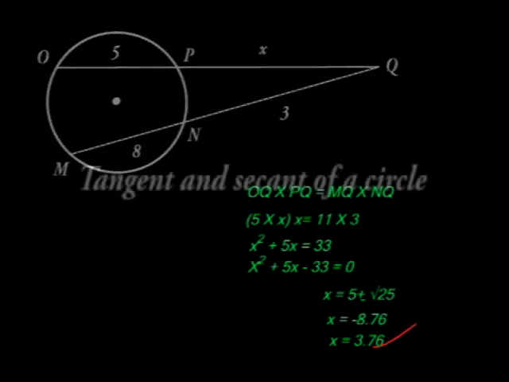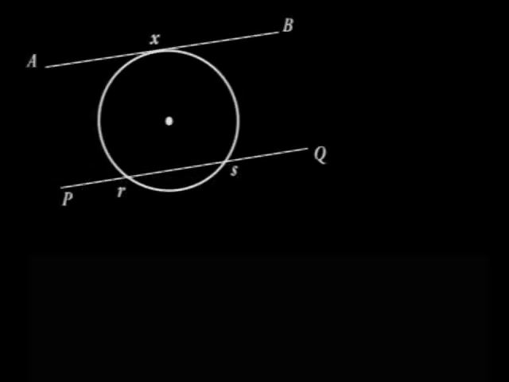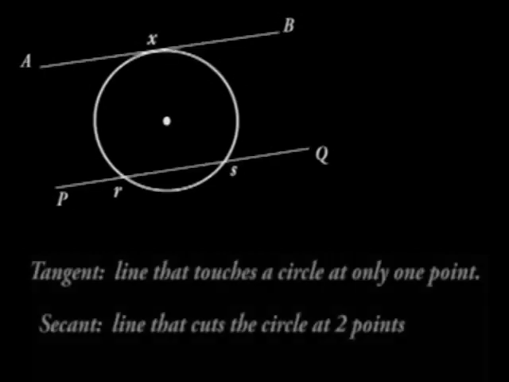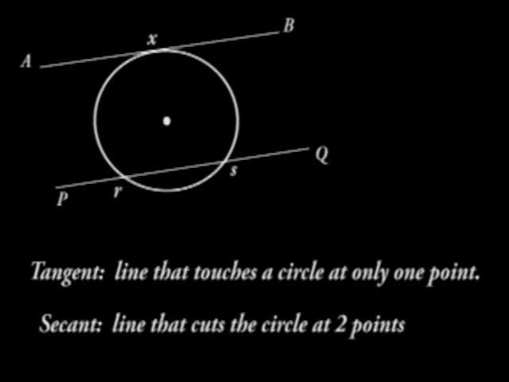Tangent and secant of a circle. Consider the figure below. A tangent is a line that touches a circle at only one point. AB is a tangent to the circle at X. A secant is a line that cuts the circle at 2 points. PQ is a secant to the circle. It is not the same as a chord.